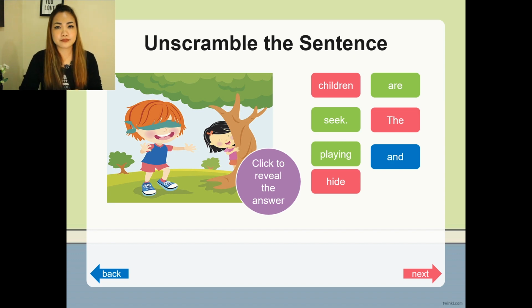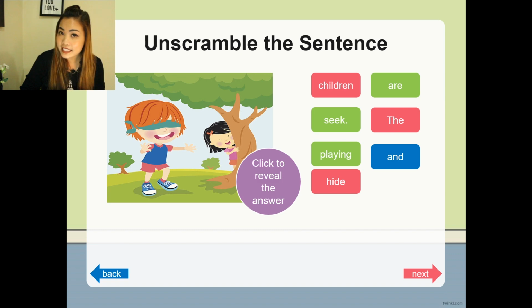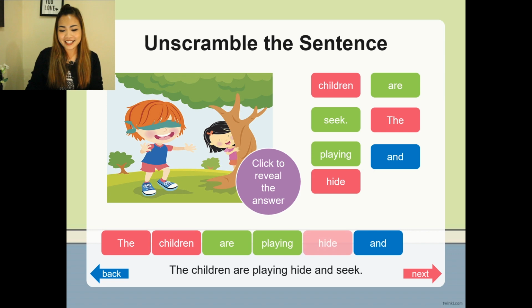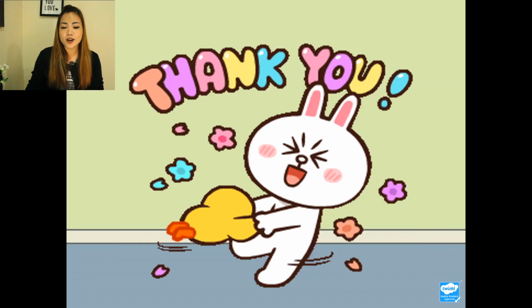Next. Yes, the children, good job, are playing, carry on, are playing hide and seek. Wow. Excellent job, guys. Alright. Okay, there you go.